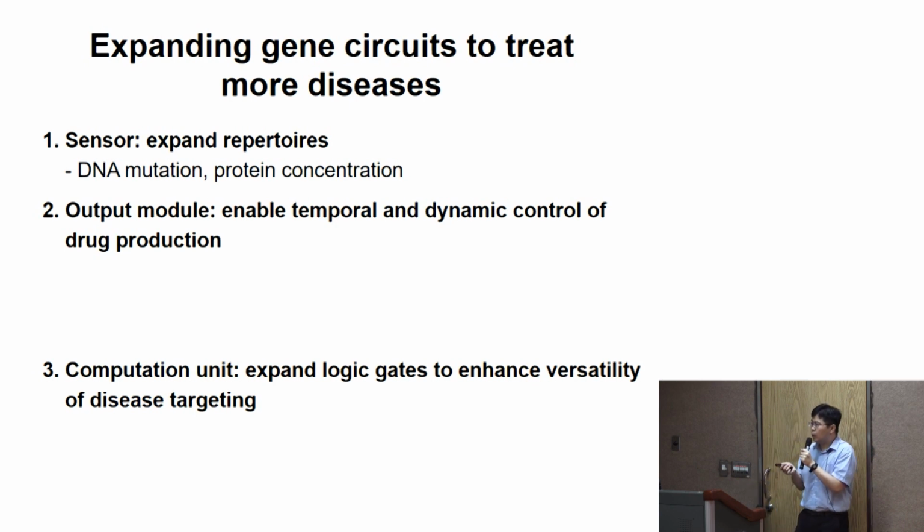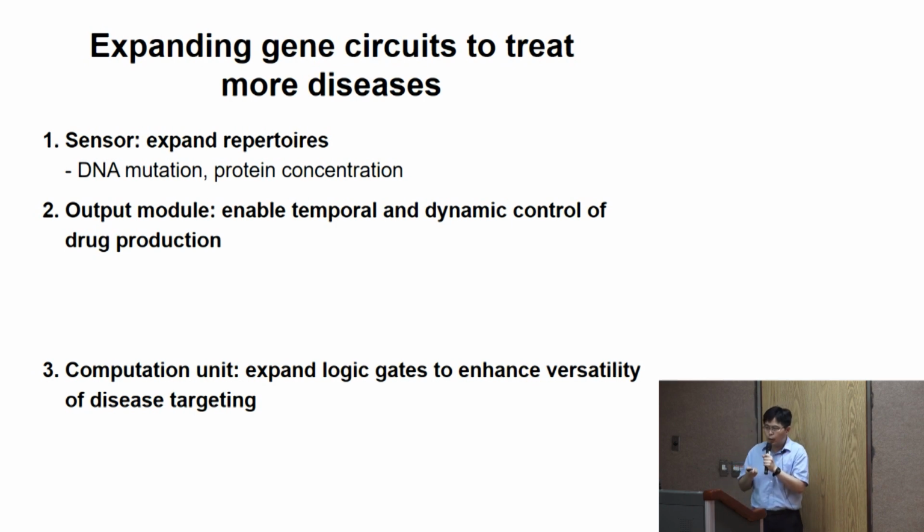And then for the output module, I would like to develop an output module that allows me to have enhanced temporal and dynamic control of output production. What I mean by that is, currently the output module triggers a SPECS combination all at once, simultaneously. But that might not be the best strategy, because the best drug likely will be the right drug at the right time at the right place.